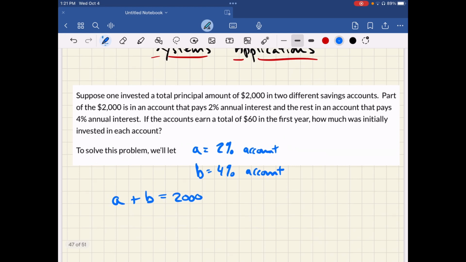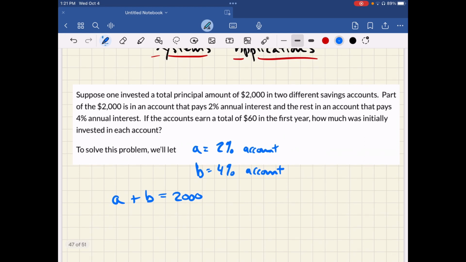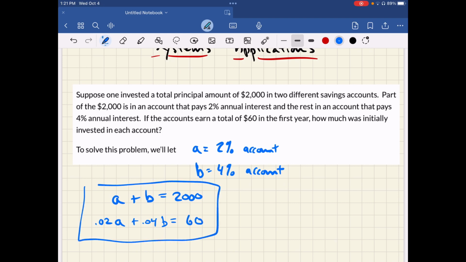All right. And the next thing I know is, well, bank A pays 2% interest. So if I convert that to a decimal, I get 0.02. And I know bank B pays 4% interest. So I convert that into a decimal. So if I take the amount I put in A, figure out what 2% of that is, take the amount I put in B, figure out what 4% is, and add those two amounts together, I know that's going to be $60. So from here, what I have is a system of equations.